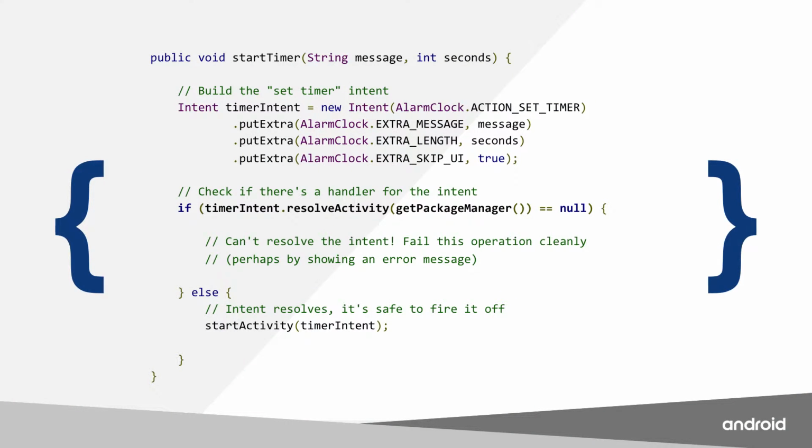For example, for an app that needs to set timers, you would need to check that there is a valid handler for the action set timer intent. If the app cannot resolve the intent, it should take appropriate action, such as showing an error message.